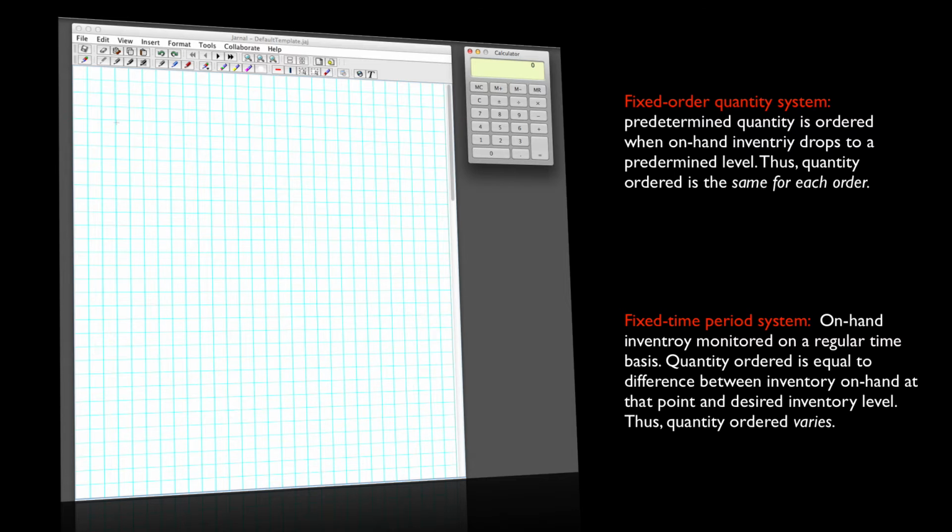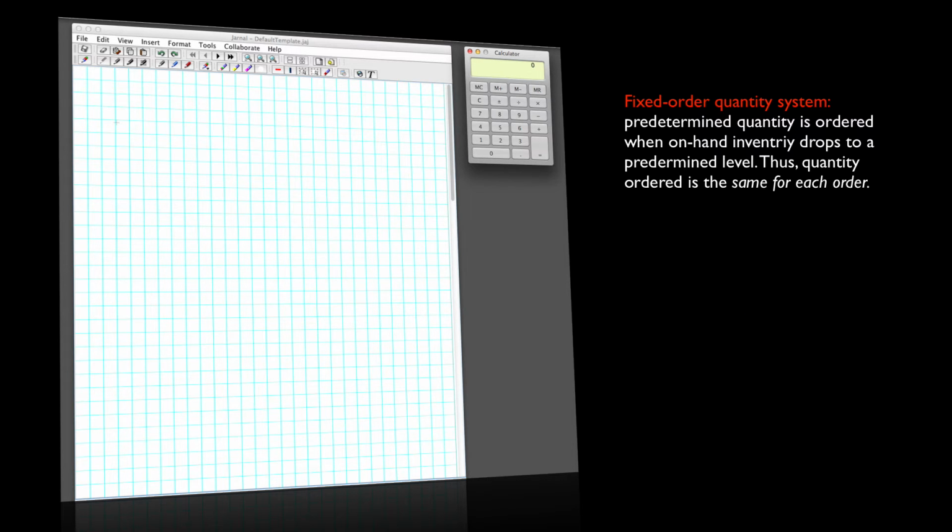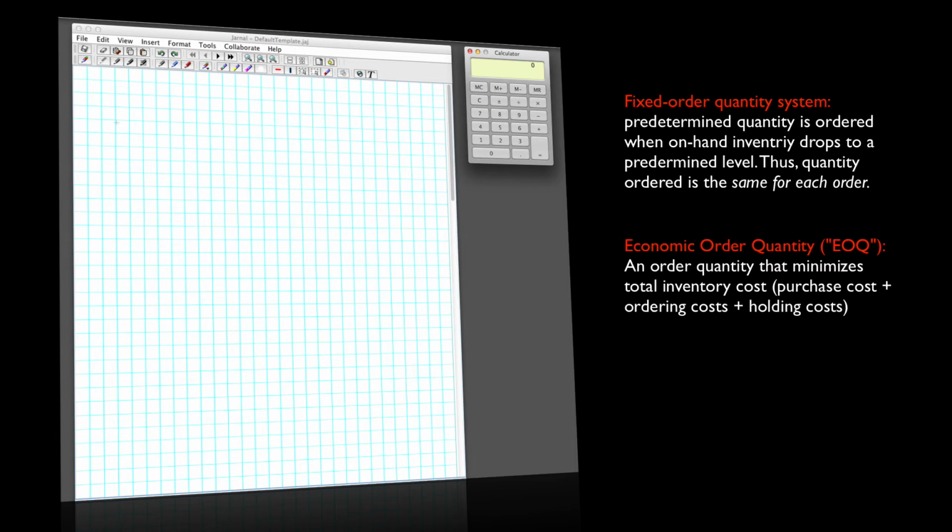Now, in the case of a fixed order quantity system, we're going to be working towards something called an economic order quantity. That is the quantity that we will order every time we fall to a predetermined level that minimizes the costs associated with holding inventory on hand and the ordering point. EOQ, economic order quantity, is going to be the subject for the next two problems.